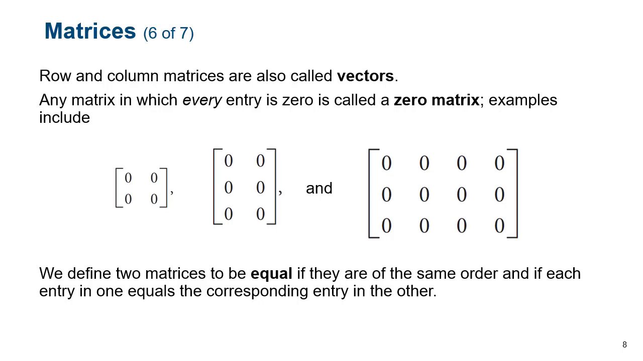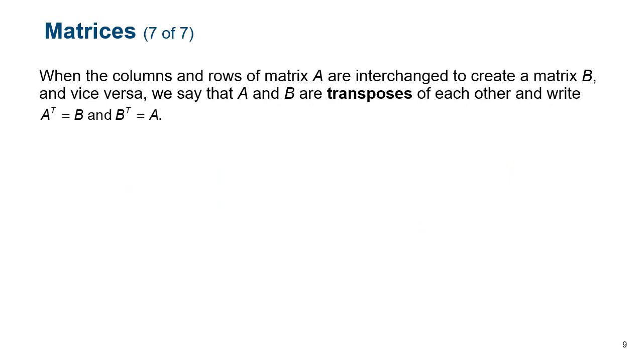And we can define two matrices to be equal if they are of the same order and if each entry in each space equals the corresponding entry. So basically, they have to be identical photocopies of each other, right? They have to be the exact same shape, the same number of rows and columns, and every entry in every space has to be exactly the same in the other matrix. So it kind of becomes silly to talk about equal matrices because they're just carbon copies of each other.